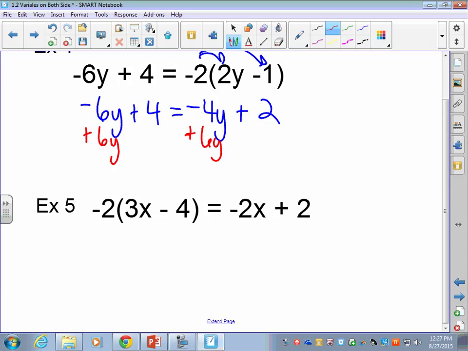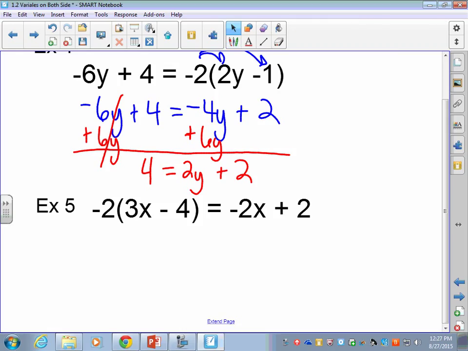The reason why we do that is to make sure that our values can get to a positive. We don't have to worry about dividing or having to do inverse to get rid of the negative. But you could have started with the negative 4. We're going to have 4 is equal to 2y plus 2. You'll end up with the same result as long as you do your integer rules correctly, okay?